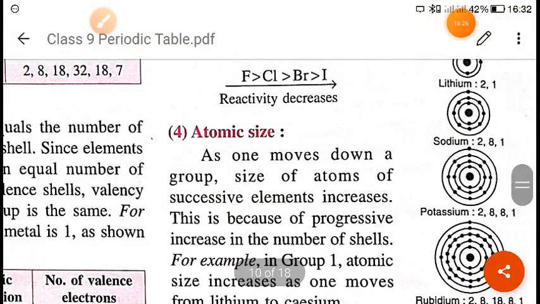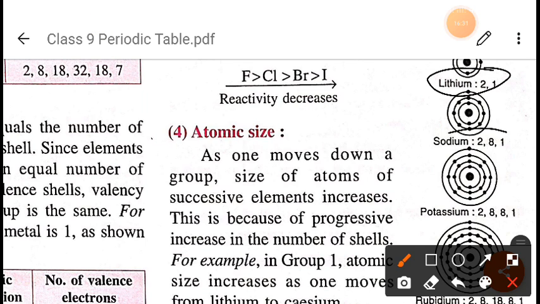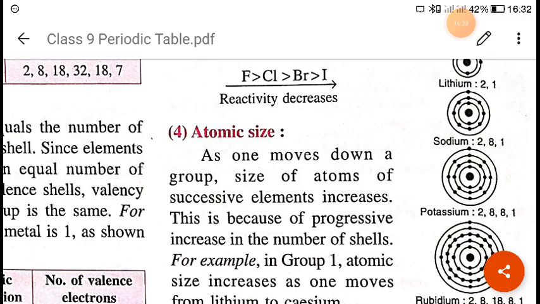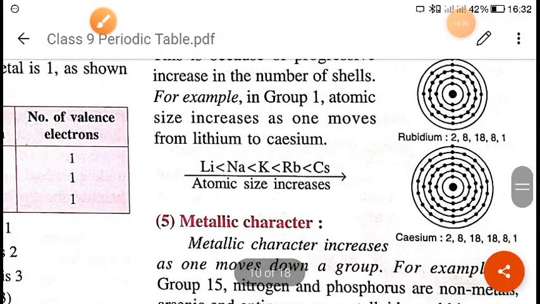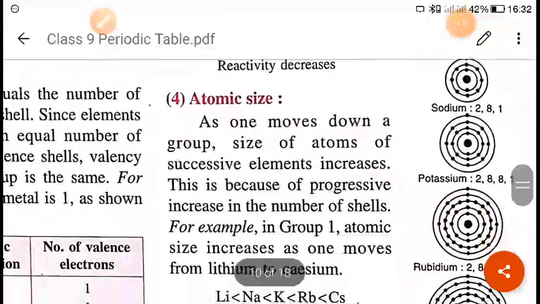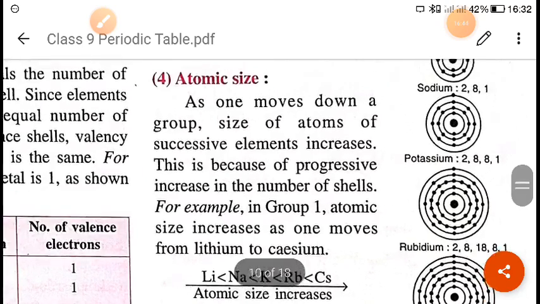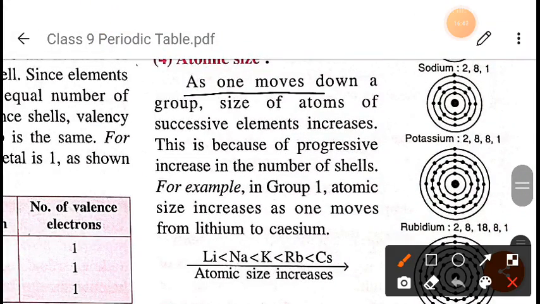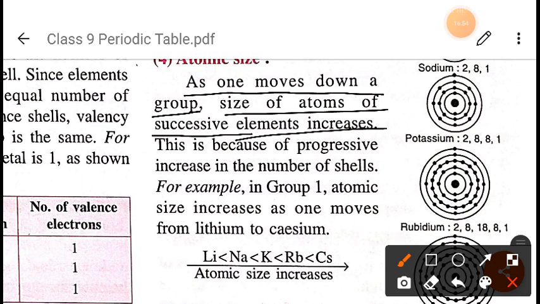In lithium there were only two shells. Now in sodium it has become three, in potassium four, for rubidium five, and for cesium six. It means the number of shells is increasing. So as the number of shells increases, the size of the atom will also increase. So as one moves down a group, the size of atoms of successive elements increases. This is because of the progressive increase in the number of shells. As you can see, there is an increase in the number of shells, that is why there is an increase in the size of the atom.